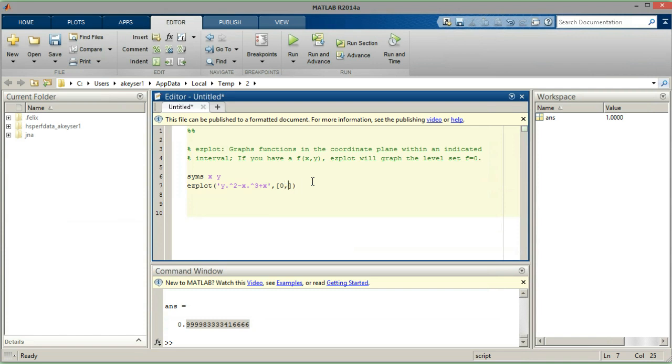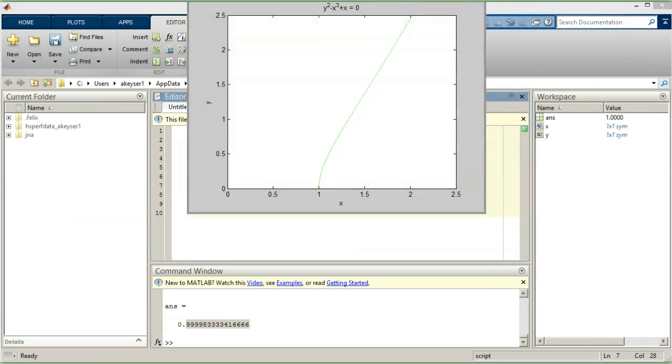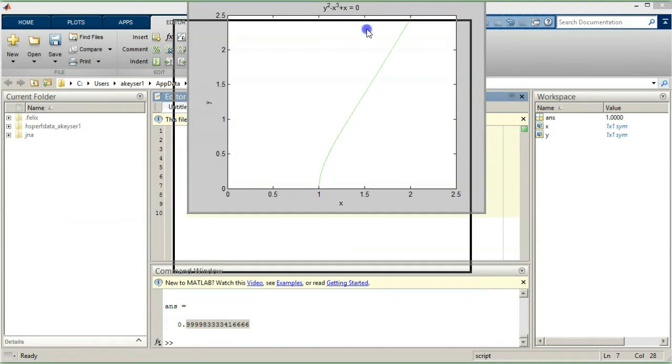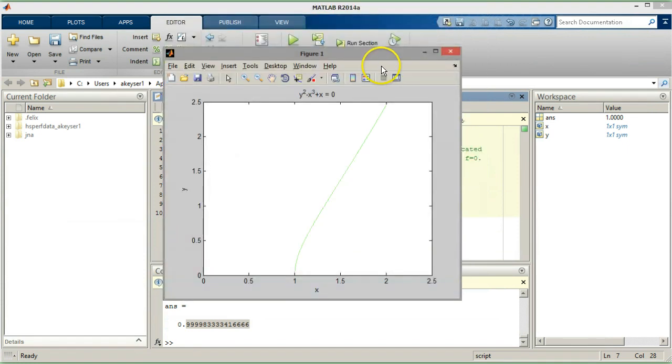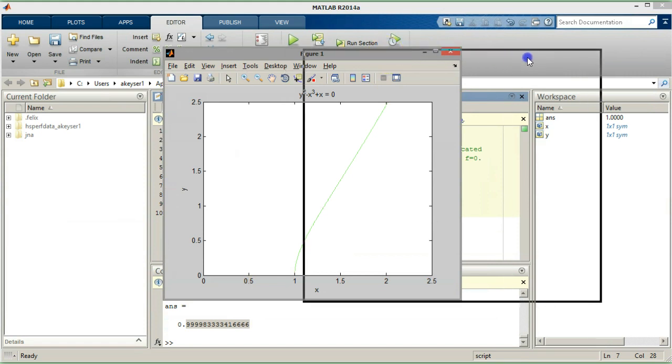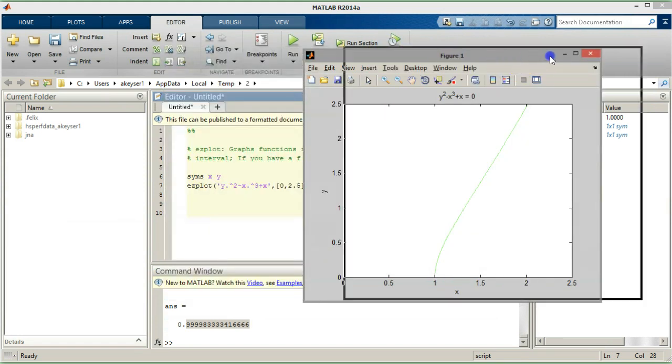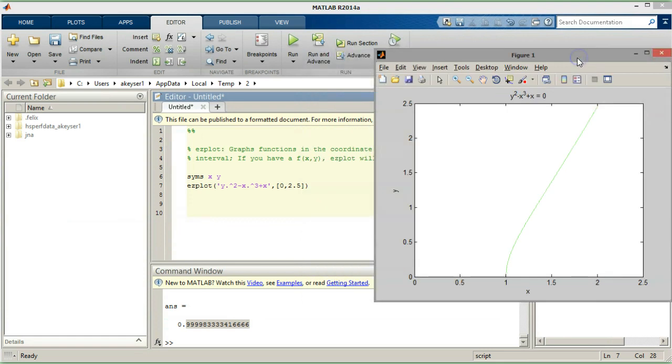0 to 2.5. Okay, and if we graph this, let's see what's going to happen. Okay, we get this graph here. Okay, we get this graph, and notice, let's look at the actual code and the graph on the same sheet. Okay, so look at this. The interval is from 0 to 2.5. Okay, that's clear.